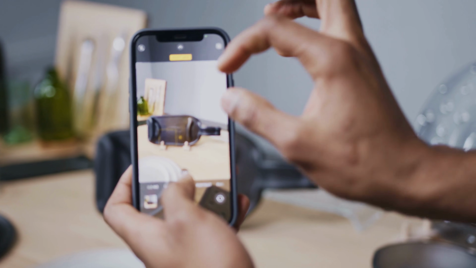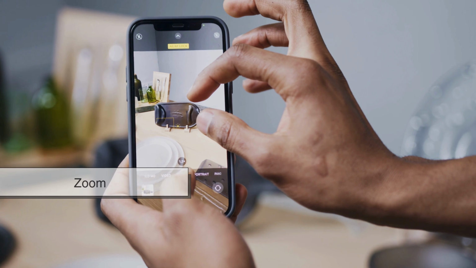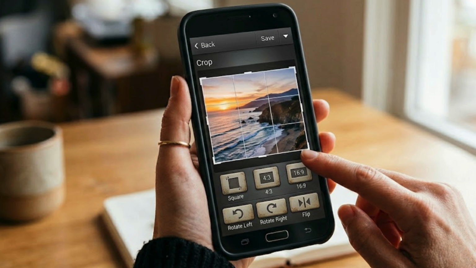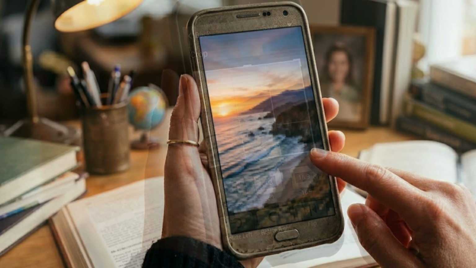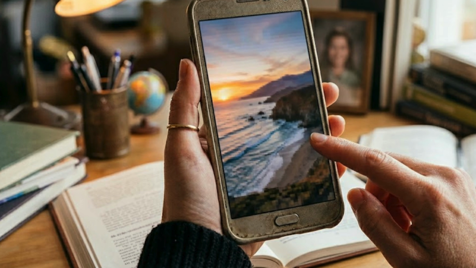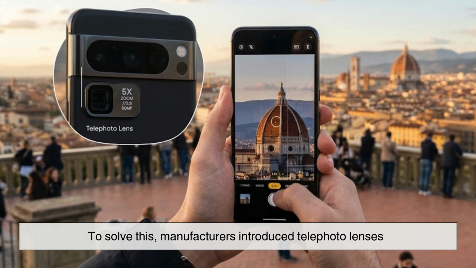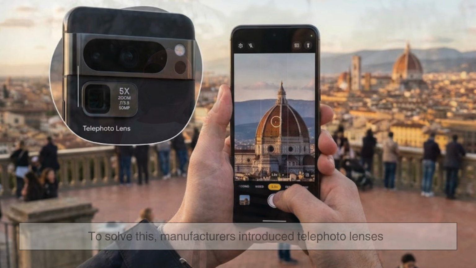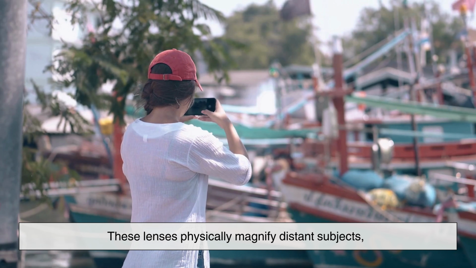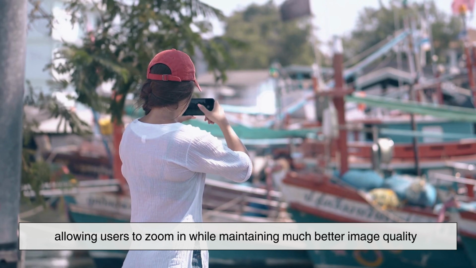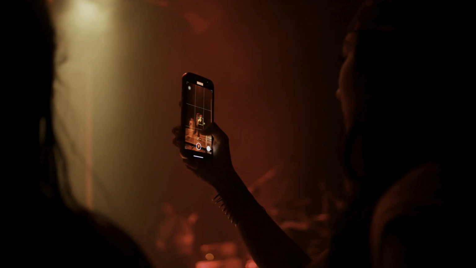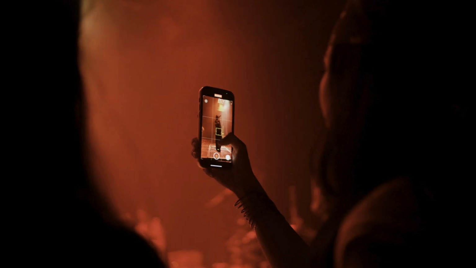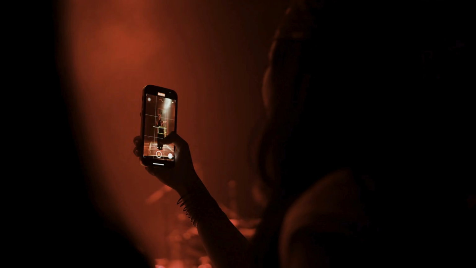One of the first major reasons for adding extra lenses was zoom. Early smartphones relied on digital zoom, which simply cropped the image and enlarged it. The result was often blurry and pixelated. To solve this, manufacturers introduced telephoto lenses. These lenses physically magnify distant subjects, allowing users to zoom in while maintaining much better image quality. Suddenly, taking clear photos of a building across the street or a performer on a stage became much easier.